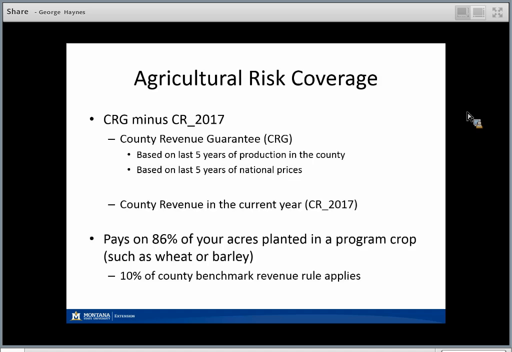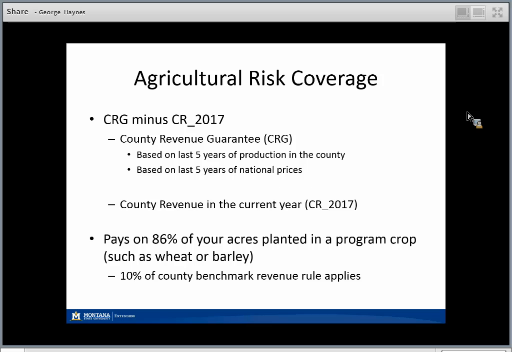So this is kind of how agricultural risk coverage works. And we'll go through an actual numerical example here in just a minute. But what you essentially do is you establish what we call a revenue guarantee for the county. It's based on the last 5 years of production in the county, which is collected by the National Agricultural Statistics Service. And then it's also based on 5 years worth of prices. But those prices are just national prices.